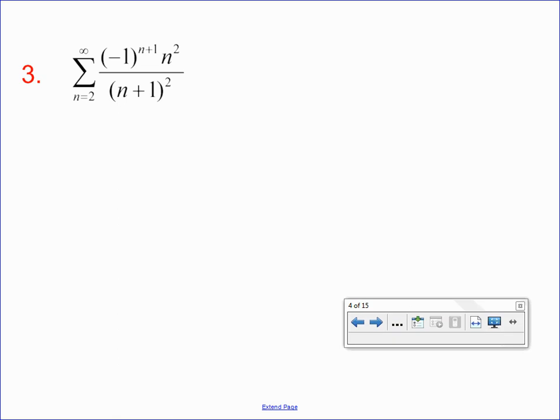I can consider the absolute value of the term as we've done in the first two. However, right away I notice that this is an n squared on top and an n plus one quantity squared on the bottom. And so if I were to expand the denominator, my dominant term on top would be an n squared. My dominant term on bottom would be an n squared. In the limit, right, does the term value approach zero?